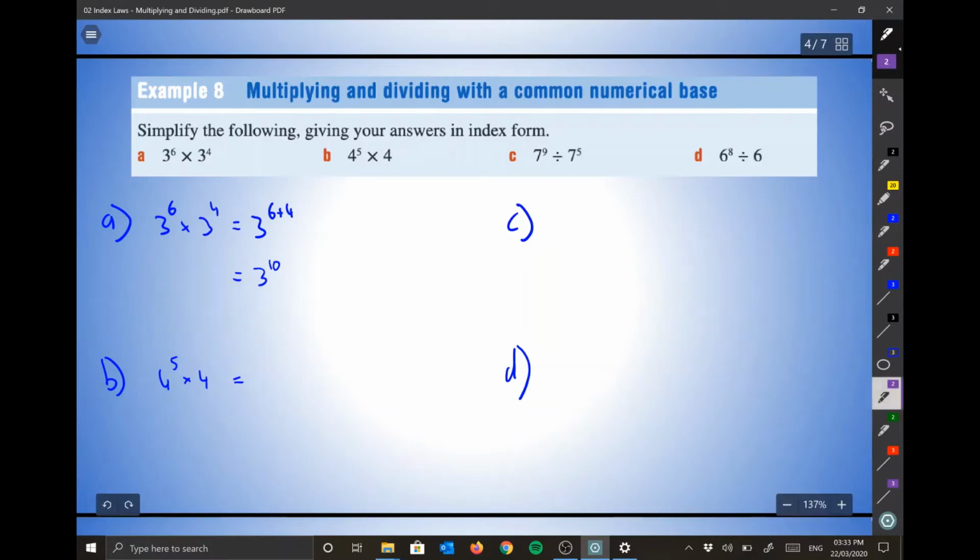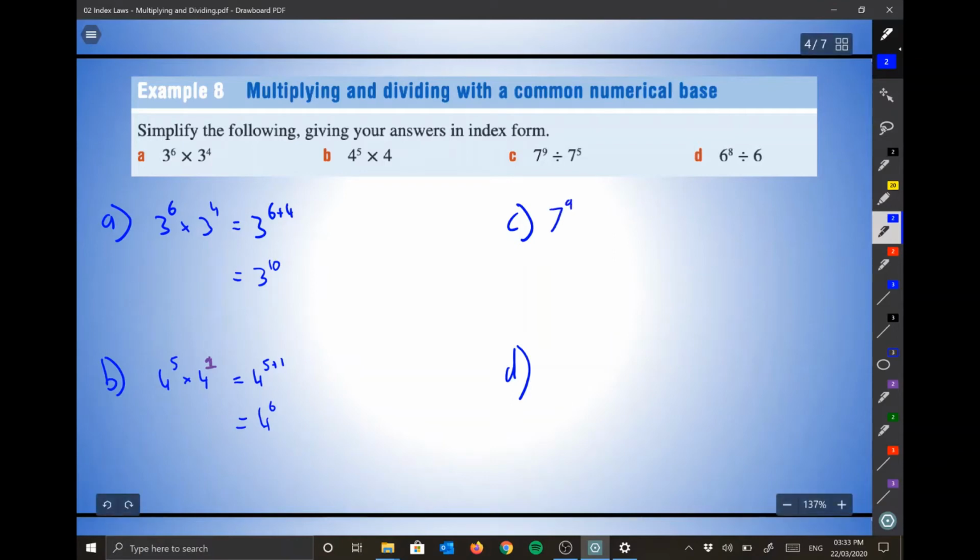Okay, hopefully you've attempted this question yourself. The important thing we need to note here is that we don't write an indice on the second 4, but we need to recognize that there should be a 1 there. So when we combine our indices, it's actually 5 plus 1. The answer is 4 to the power of 6.